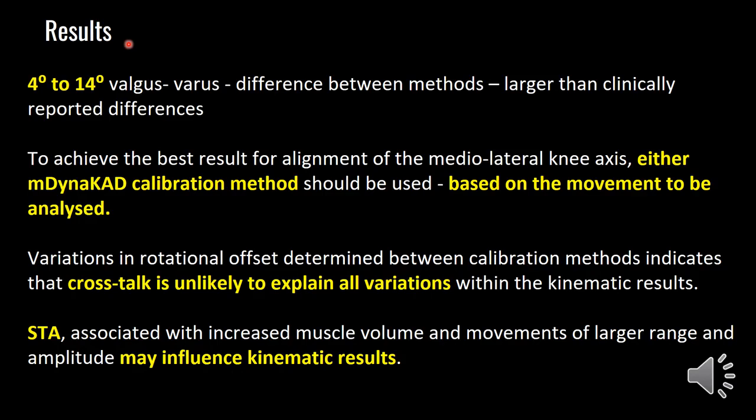The variations in the rotational offsets between calibration methods indicates that crosstalk is unlikely to account for all the variations that we observed. This means that if it was purely misalignment of the knee axis, it wouldn't matter on which activity you based it on, it would still result in determining the same amount of offset that needs to be added to correct the knee axis alignment, and this should be consistent and therefore be applicable to all activities. What we found is that soft tissue artifact probably associated with increased muscle volume of the players and movements over larger ranges of movements may influence some of the kinematic results that were observed.